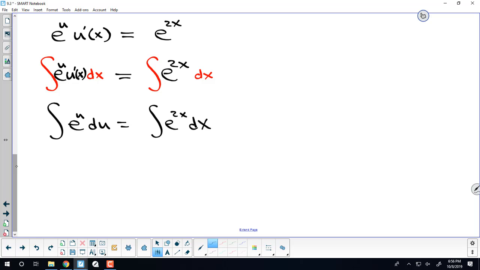Okay, so e to the u on the left-hand side, and 1/2 e to the 2x on the right, combining our constants on this side into one constant c. That is sufficient for an implicit solution. For an explicit solution, we want to actually solve for u.